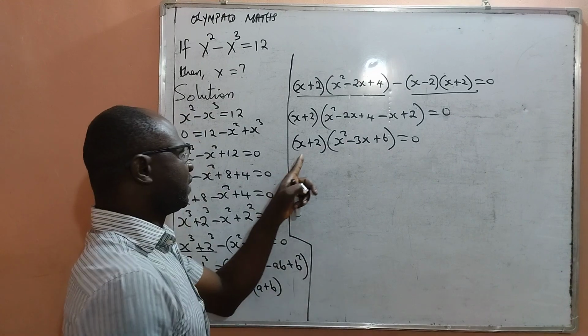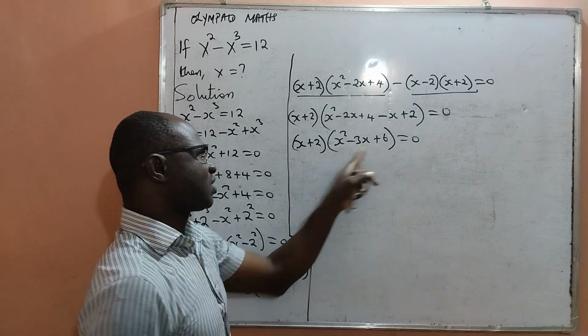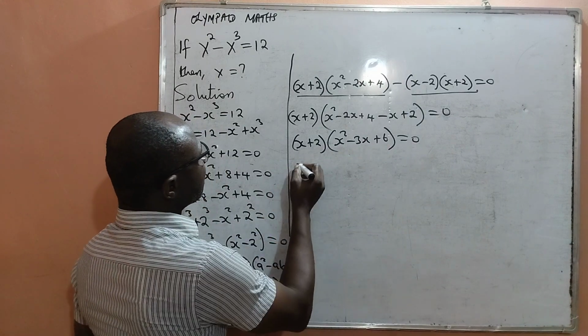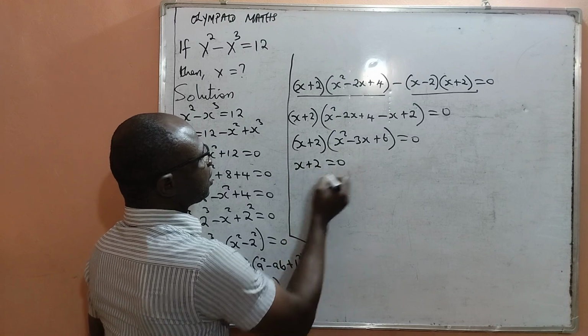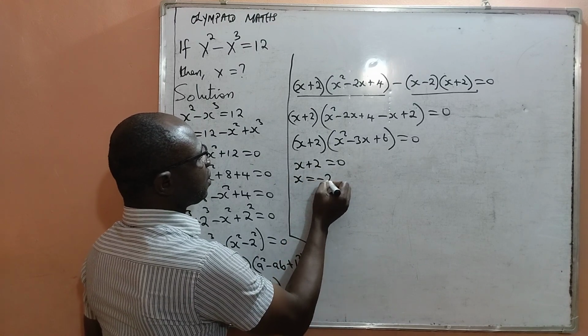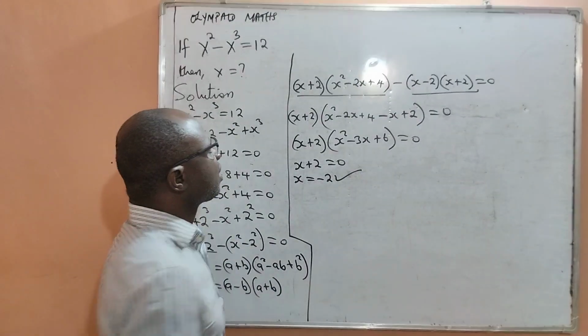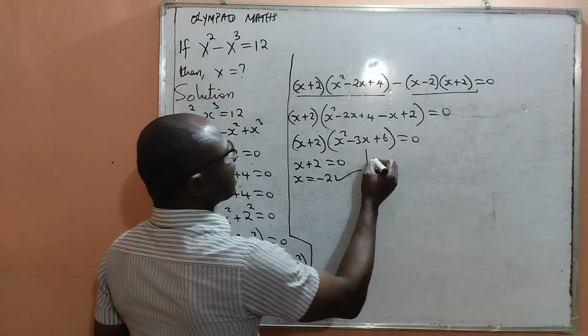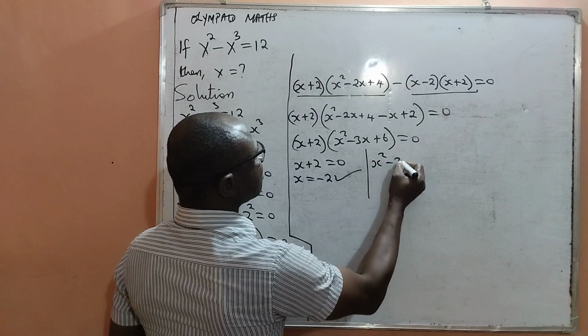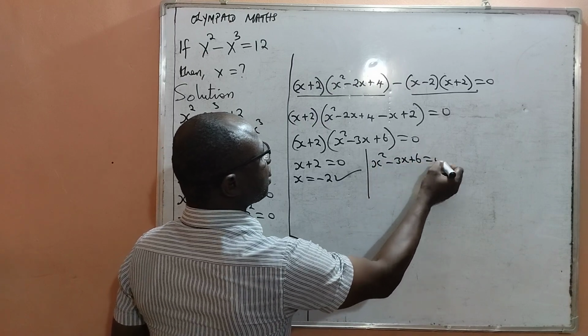At this point, the first bracket is equal to 0, the second bracket is equal to 0. So I write x plus 2 is equal to 0, implying that x is equal to minus 2. This is the first value of x. Alright, from the second bracket, I got x squared minus 3x plus 6 is equal to 0.